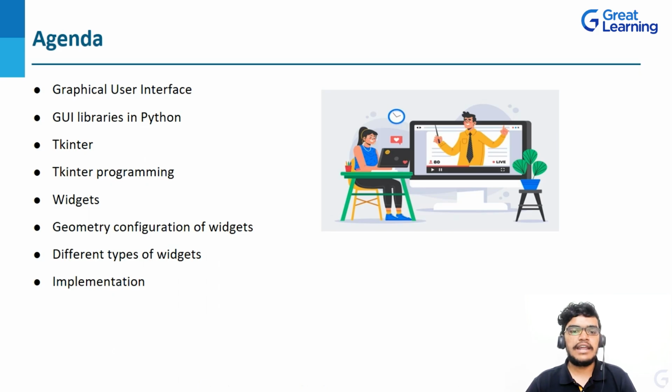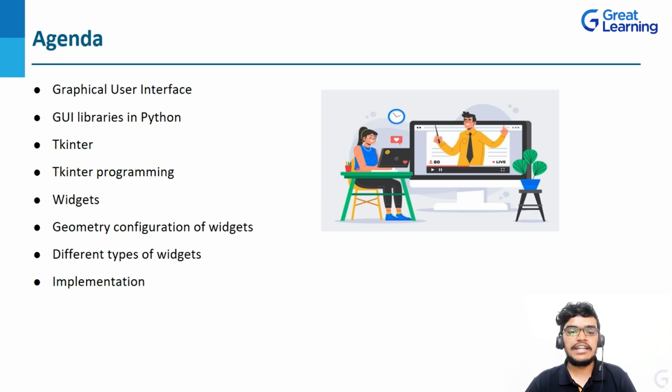Next, we have widgets. Talking about widgets in general, these are elements of a GUI. In Tkinter, widgets are the objects that represent buttons, frames, etc. After knowing widgets, we will see the geometry configuration of widgets. We have three geometry classes: pack, grid, and place. We will discuss them while implementing Python Tkinter.